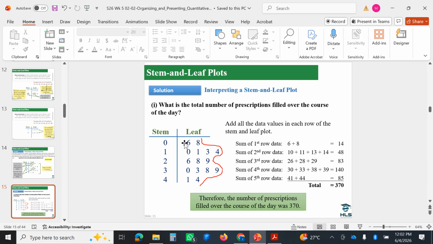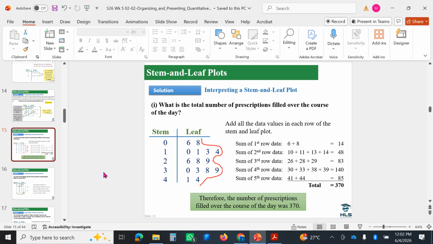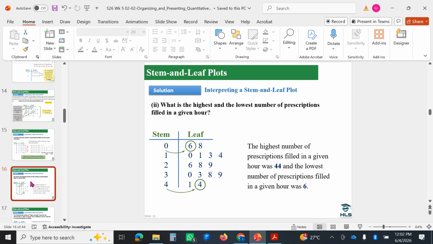What hours were those, right? These hours here were very busy. You want to hire more counter staff there, okay? So 370 prescriptions filled over the day. What is the highest and lowest number of prescriptions filled in a given hour? 6, 44. You can easily see that.